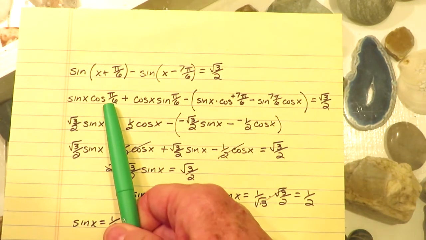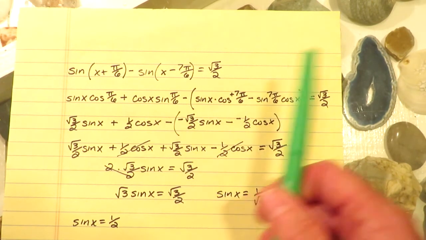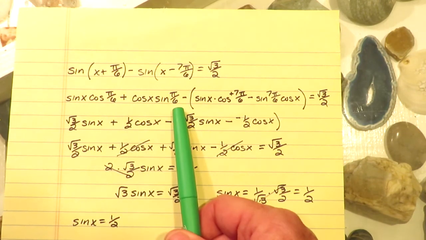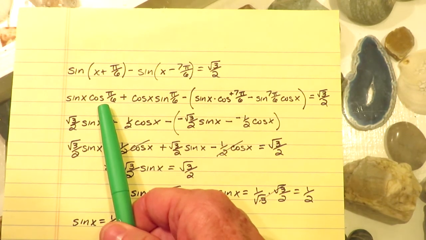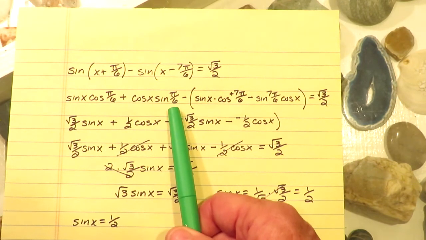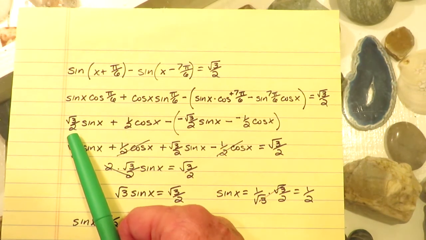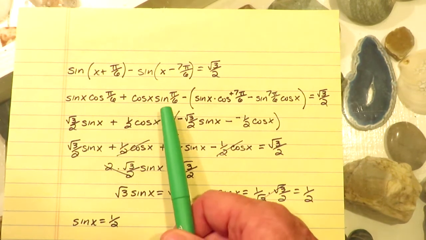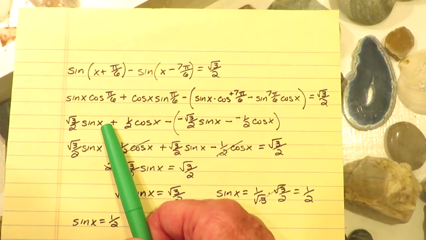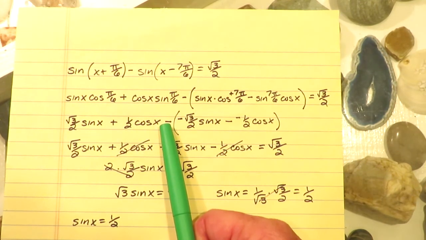Now cosine of pi over 6 and sine of pi over 6 are among our nice angles that we should be able to get the exact value of, so we don't need our calculator to do that. Cosine of pi over 6 is equal to the square root of 3 over 2, and sine of pi over 6 is 1/2. So this expression becomes the square root of 3 over 2 times sine x, and this expression becomes 1/2 times cosine x, and we're adding. Then we have this subtraction, so I've carried that through.